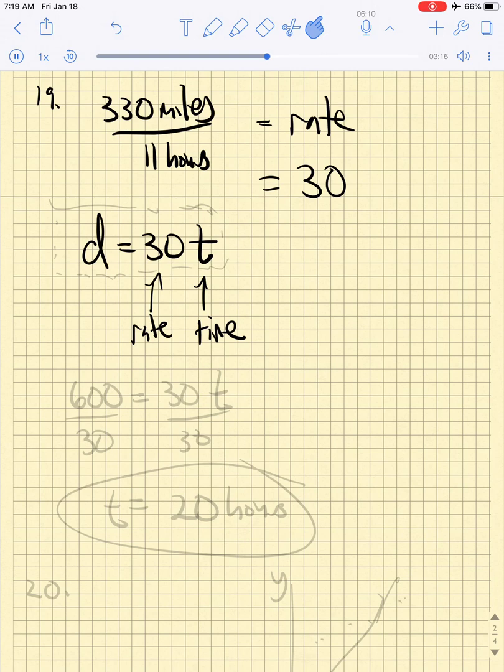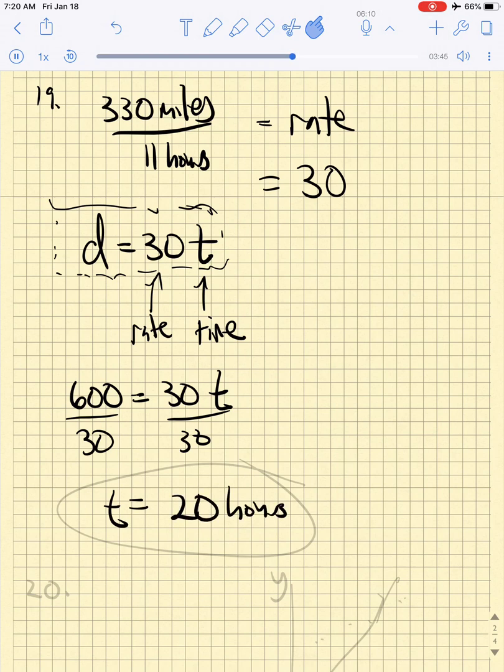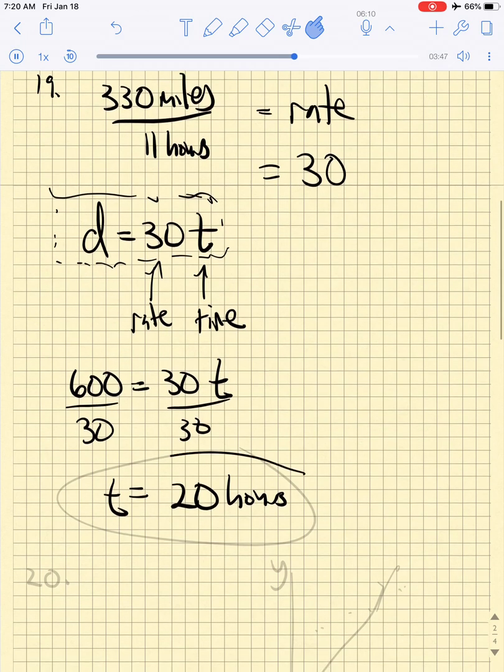Part B, use the model to estimate how many hours it would take them to drive 600 miles. So I'll substitute in 600 for D in the equation that we came up with together. 30 doesn't change. And now we have T, how much time it takes. So we divide 30 by both sides. We get T equals 20. So 20 hours is how long it takes to drive 600 miles.